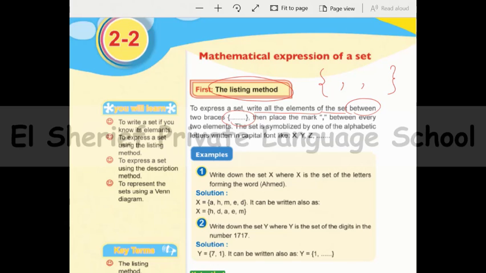So we put the set between braces and place a comma between every two elements. And we write a set using a capital letter like X, or we can write Y or Z, a capital letter.